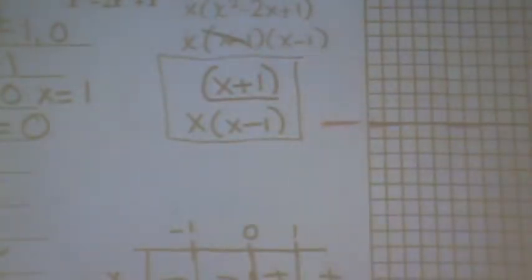Now, this is bottom heavy. The degree on the bottom is a 2. So that means y equals 0 is your horizontal asymptote. And it can't be bottom heavy and top heavy. So this is what your chart should look like. So we have a horizontal asymptote at y equals 0.